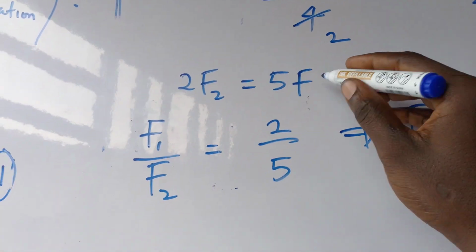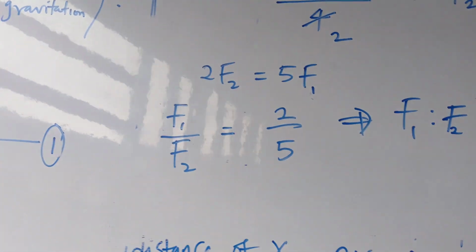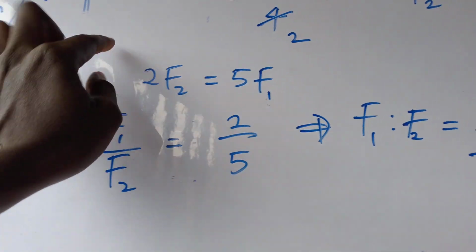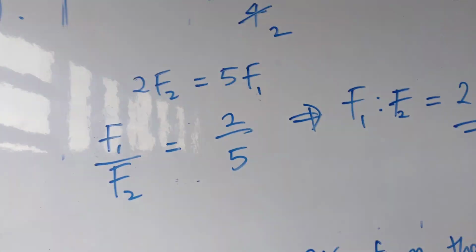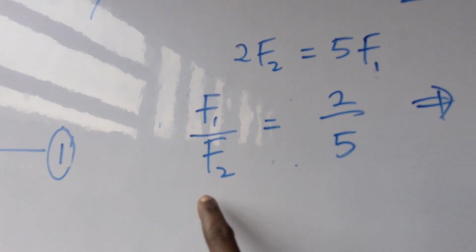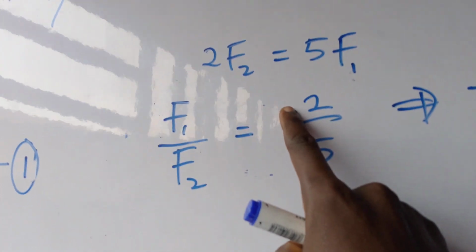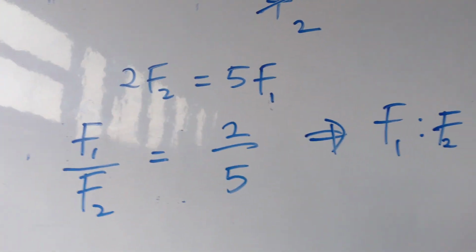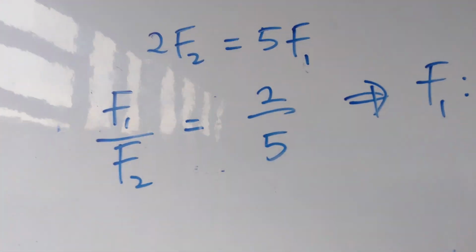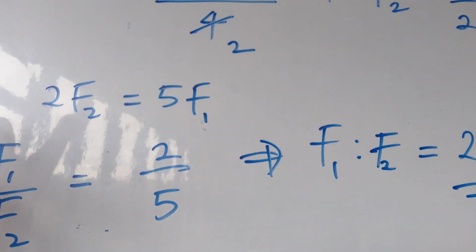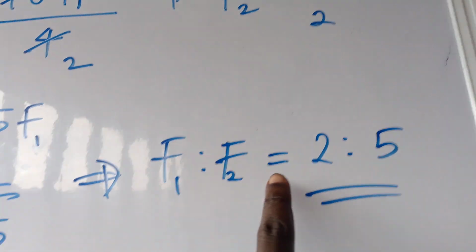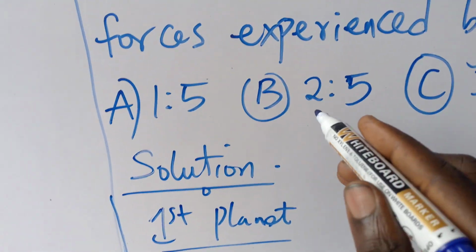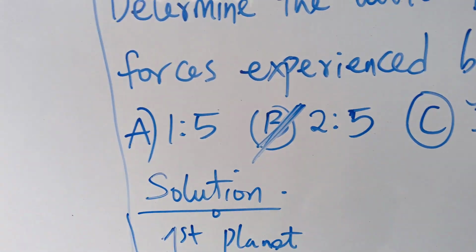2f2 equals 5f1. Then I converted it to a fraction, such that this fraction is similar to this linear equation I have here. When I cross multiply, f2 times 2 gives me 2f2, and f1 times 5 gives me 5f1, isn't it? So f1 over f2 equals 2 over 5, which converts to a ratio. f1 ratio f2 equals 2 is to 5. And my answer is option B. Option B is my final answer.